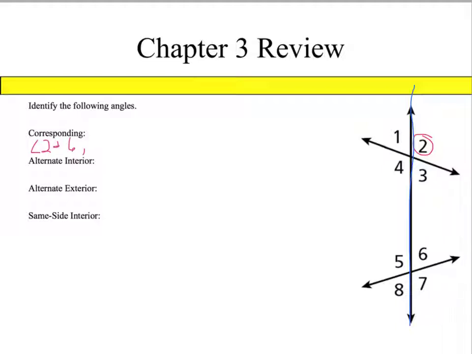But also, if I have 2 and 6, I also have 1 and 5. Angle 1 and 5. I'm not done though. I still have, on the right side of the transversal and the bottom part of my line, angle 3. But it needs a corresponding angle, which is on the bottom side of its corresponding line and on the right side of the transversal, which is 7.